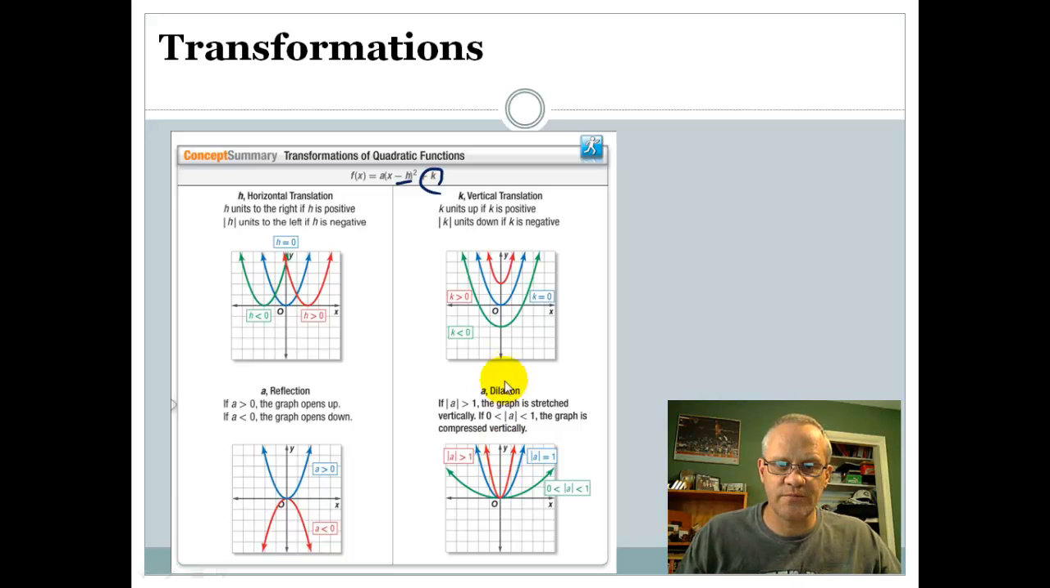I would suggest typing this in your calculator to find the exact points. But just remember, if a is bigger than 1, like 2 or 3, it's going to stretch it and make it skinnier. And if the a is a fraction, like 1/2 or 1/3, it's going to make it flatter and shorter, more like this green one here. So just a review on how those work.